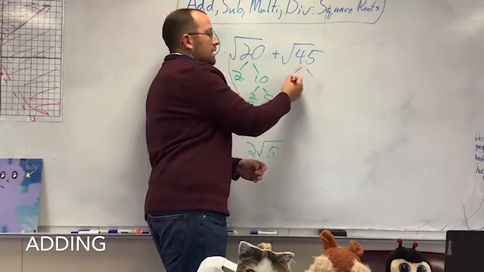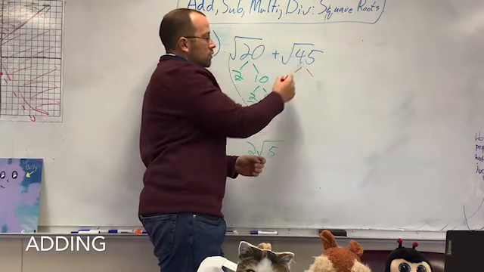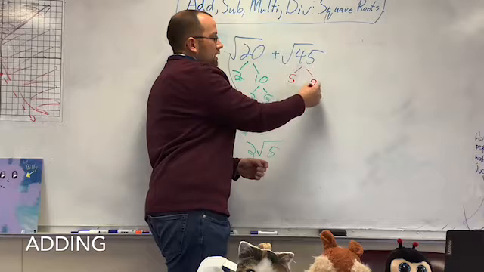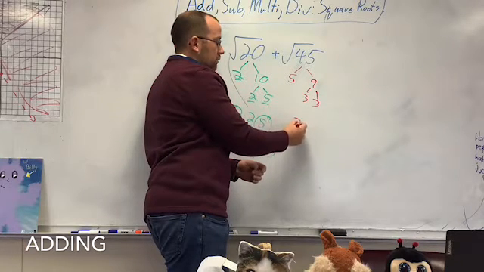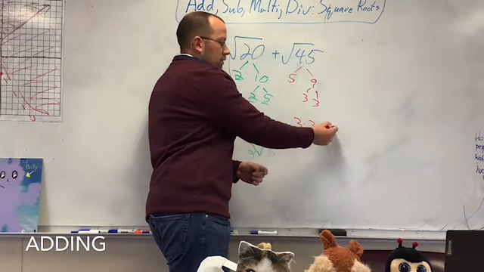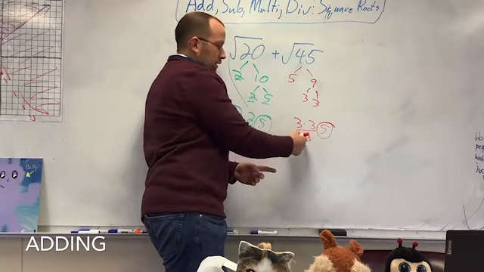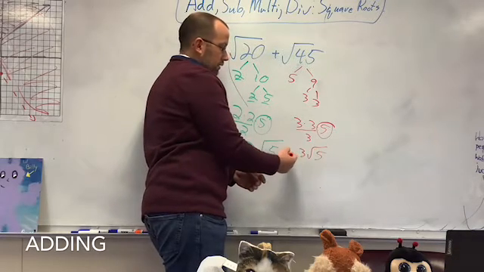Now let's simplify this down. 5 and 9, 3 and 3. So I write those out. Underline my pair, circle what's left over. My pair goes on the outside, wherever circled goes under there.